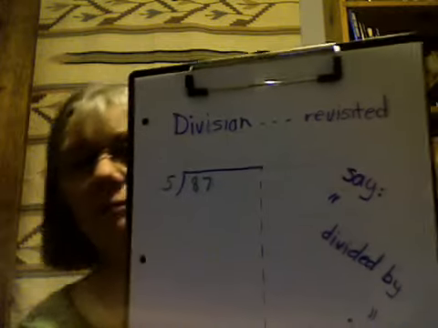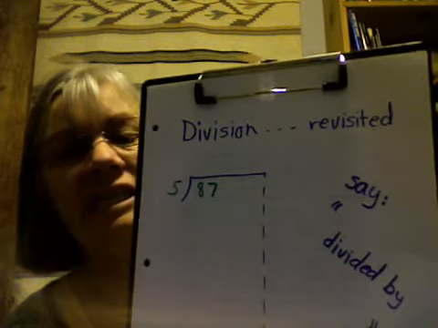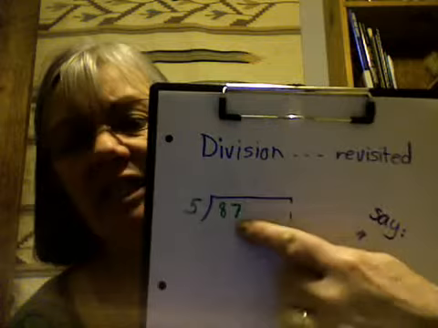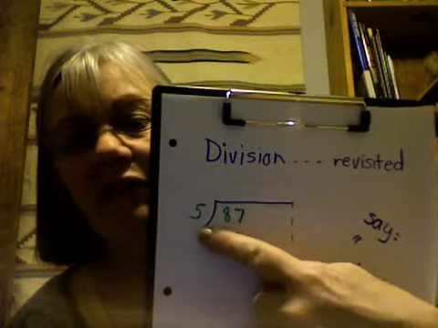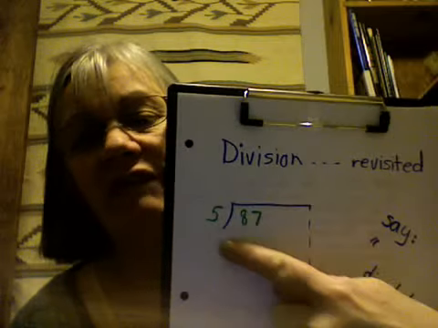For this problem, we're going to divide 87 by 5. Now, when we write our division problem this way, it's important to remember that you don't say 5 divided by 87, because really we're dividing 5 into 87 to see how many 5s there are in 87, not how many 87s there are in 5.